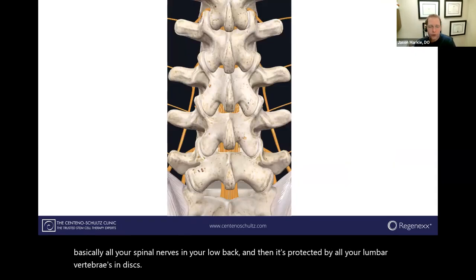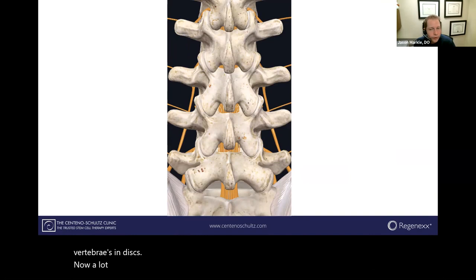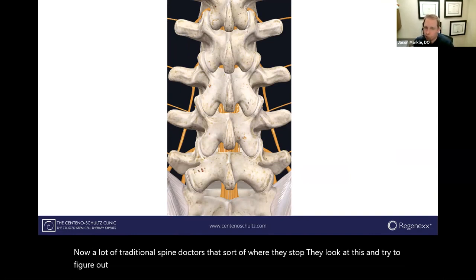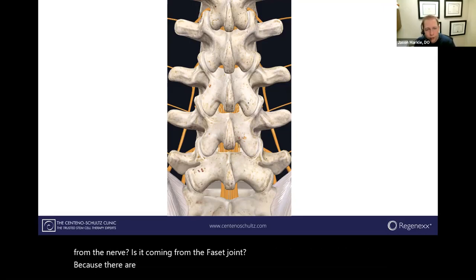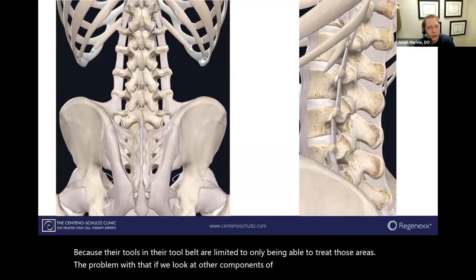Now, a lot of traditional spine doctors, that's sort of where they stop. They look at this and try to figure out where someone's pain is coming from. Is it coming from the disc? Is it coming from the nerve? Is it coming from the facet joint? Because the tools in their tool belt are limited to only being able to treat those areas. The problem with that is, if we look at other components of the spine, there's a lot that goes into it.